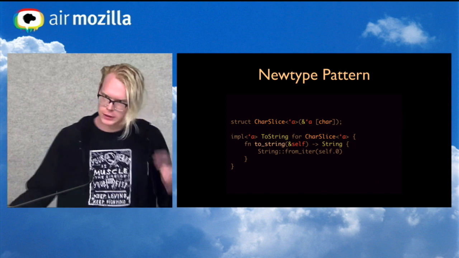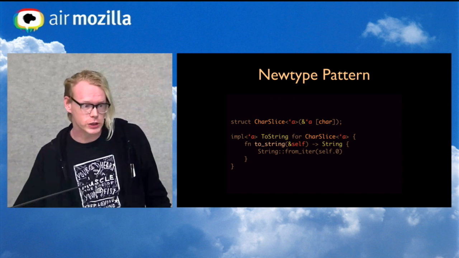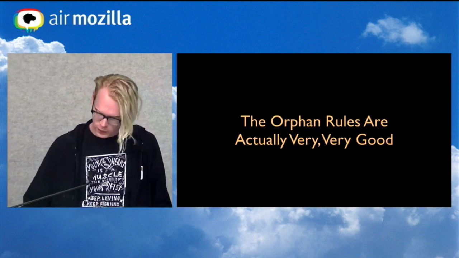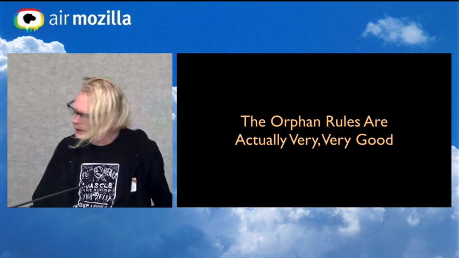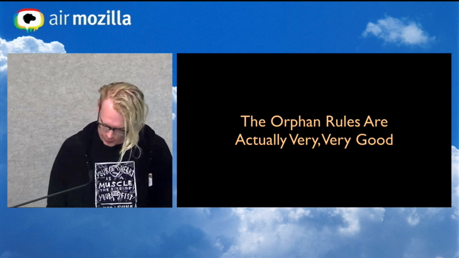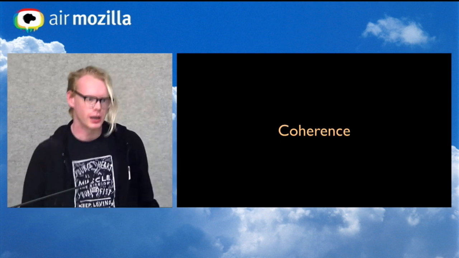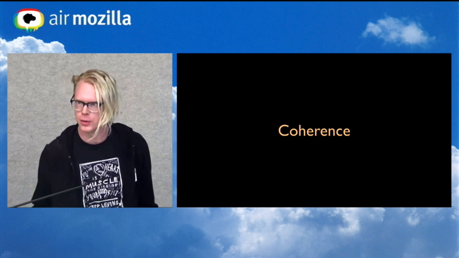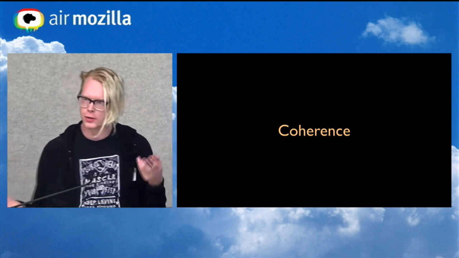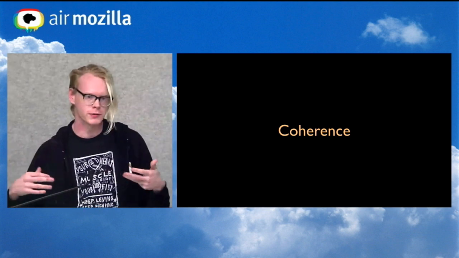And so all of this is really frustrating if you ever run into it, and it's totally reasonable to be annoyed by it. But despite that, the Orphan rules are actually very, very good. And I'm going to try to explain why. Normally, what will happen is someone will come and post on internals.rust-lang.org that they think that we should change this, and they don't understand why, or whatever. And we kind of give this explanation that it's because of coherence.